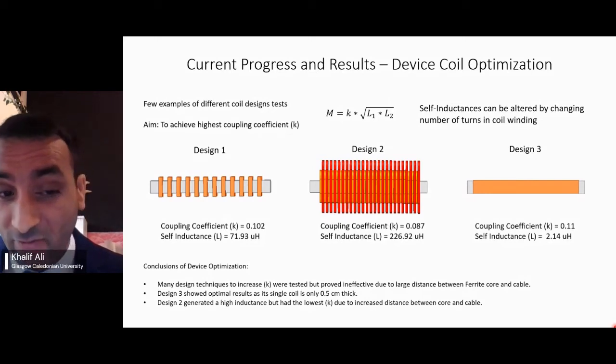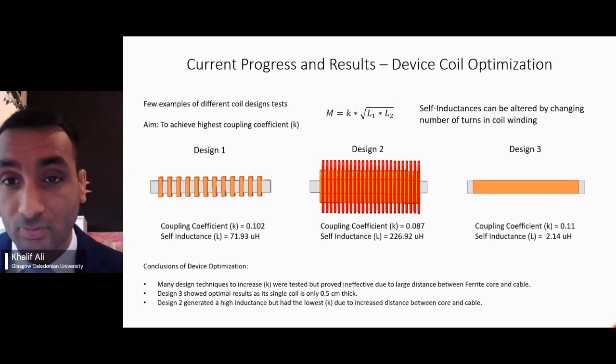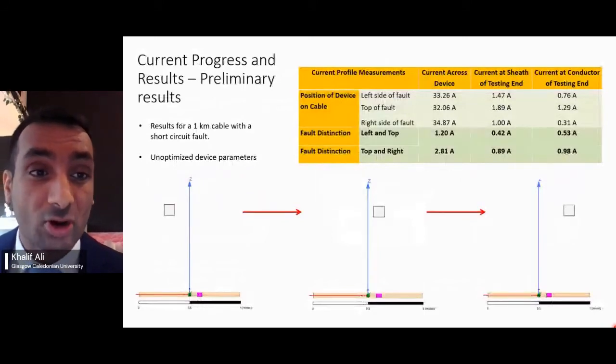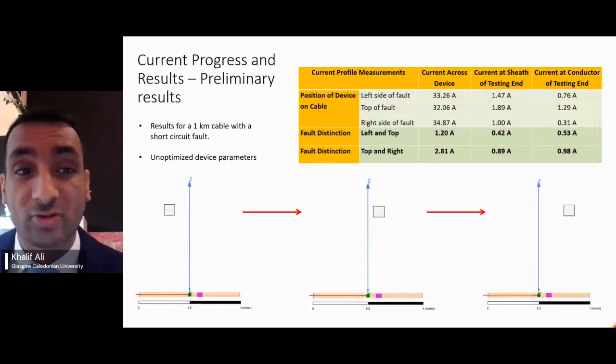Design 2 generated a very high inductance, but had the lowest coupling coefficient due to increased distance between the core and cable. We also got preliminary results in our findings. These are the results for a 1 kilometer cable with a short circuit fault.